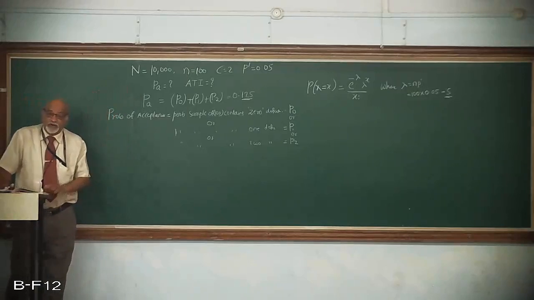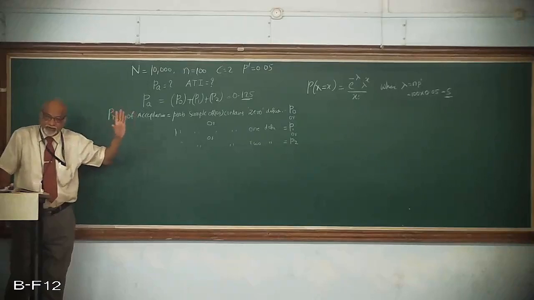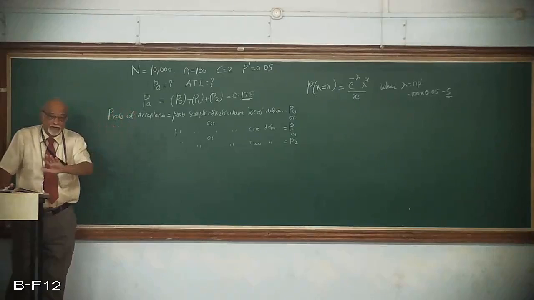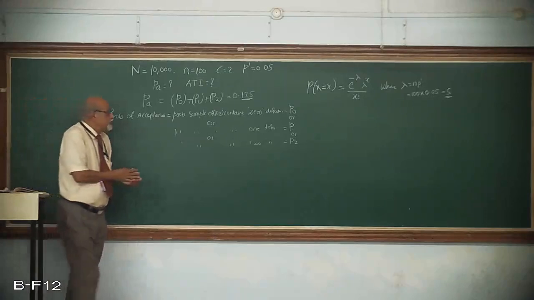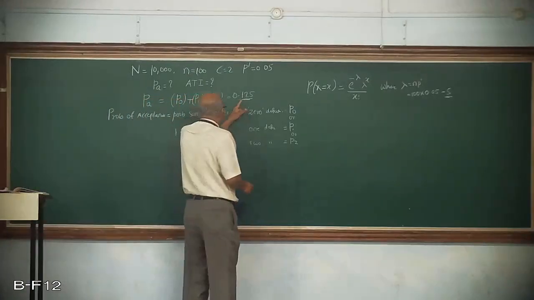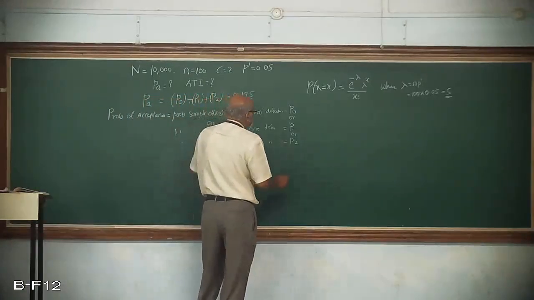On average, for each accepted lot, only 100 pieces have been inspected, not all. But the remaining 88 lots have been rejected. For them, what has happened? 100% inspection has to be carried out. That means how many lots are rejected? That is what we are going to calculate. PA is 0.125.